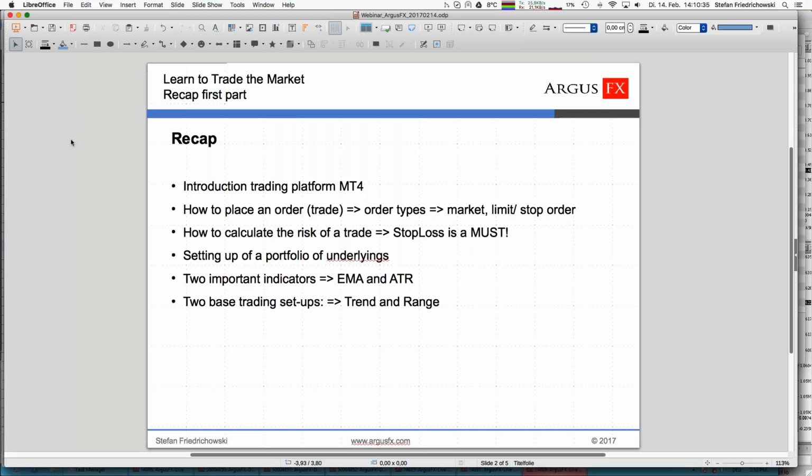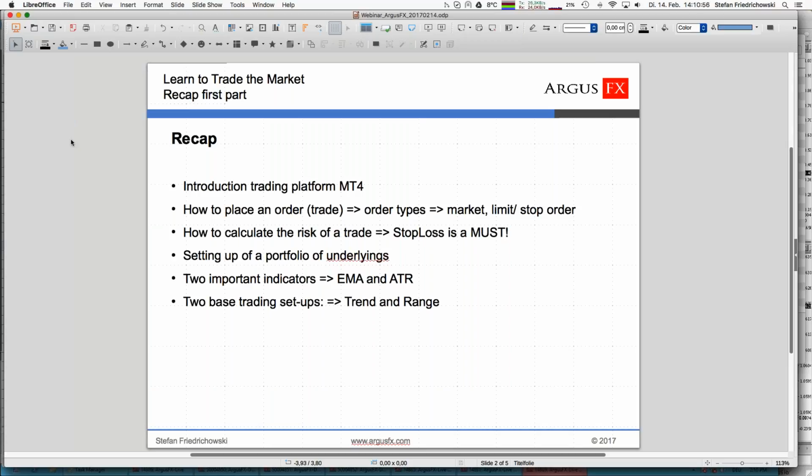So those indicators help us to identify trades, and they help us to have settings for stop loss and take profit, so that we have a real trade with all numbers, and especially once again, stop loss is quite important.